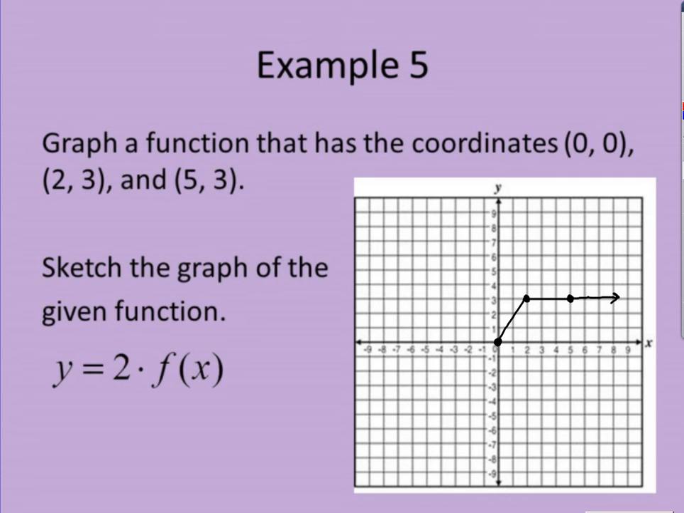This means f of x is your y value, so we're going to take 2 and multiply it by each of the y values. So at the x value of 0, we have the y value of 0. 0 times 0 is 0 times 2 is still 0. At the x value of 2, we have a y value of 3, so 3 times 2 gives us 6, so we're stretching this up to the 6. And for our x value of 5, we have a y value of 3. 3 times 2 is still 6. And you should end up with the red graph.